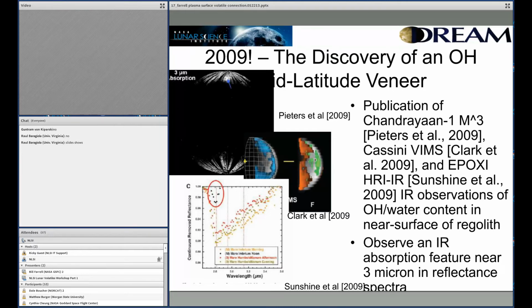But really, in 2009, there was this discovery of this mid-latitude, and I call it a veneer of OH in water. And these 3 great publications by Peters, Clark, and Sunshine talked about the observation of this IR absorption feature near 3 microns. And the Sunshine paper talked about this rather provocative measurement of a possible diurnal effect where the OH content maybe is reduced at noontime relative to mornings and afternoons. Next slide.